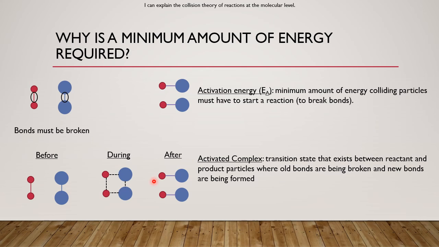So again, going back to our diagram, these old bonds that did exist are starting to get broken. The new bonds that are going to exist in our products are starting to get formed. And the only way we get to that is if the particles collide with this minimum amount of energy, called the activation energy. So these two terms work hand in hand. We need that minimum amount of energy to break bonds, and because we're breaking the bonds, we can form the activated complex, which is this transition state between reactants and products, where old bonds are getting broken and new bonds are starting to form. All right, please take a second and complete the second check for understanding on your note sheet.